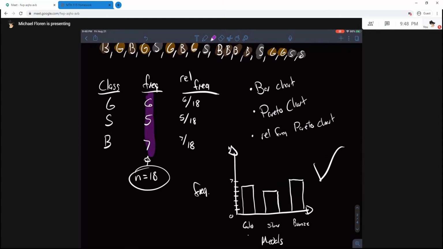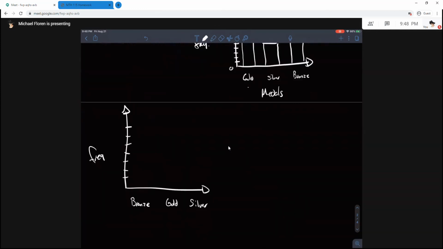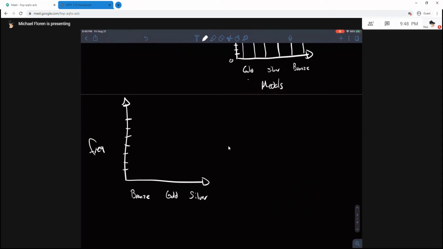So you want to do bronze with the highest frequency first, then gold with the second highest frequency second, and silver with the third highest frequency third. And then I just draw that out. So bronze goes up to 7. So there's 7. So bronze goes all the way up to 7. Then I leave a space. Gold goes up to 6. Then I leave a space. And silver goes up to 5.